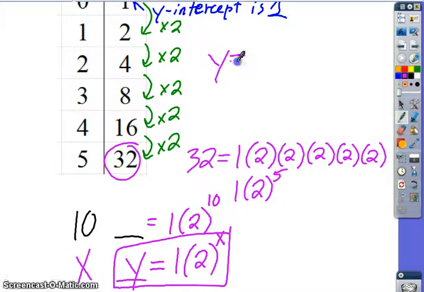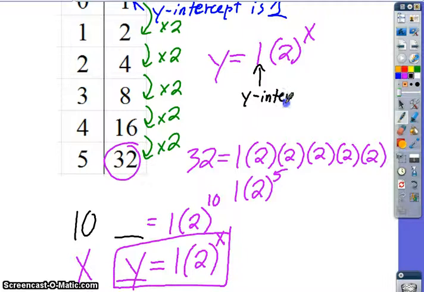So to break it into the pieces that I'm using to find this equation, 1 is going to be our y-intercept. 2 is our growth factor, the number we're multiplying by. And then x is, of course, x. Okay, that's it. That's how you write an exponential equation.